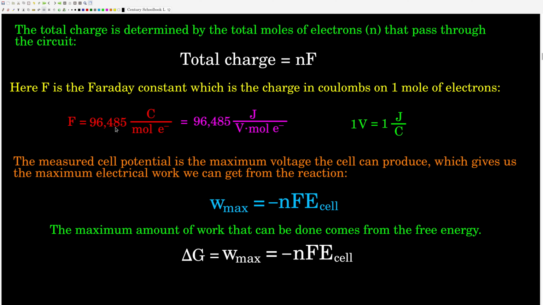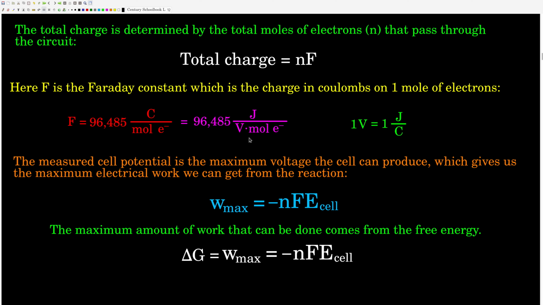This is not an exact number, by the way. It's 5 sig figs, which will be enough for us. Now, because we know that 1 volt is equal to 1 joule per coulomb, or a coulomb is equal to a joule per volt, we can also write the units for Faraday's constant as joules per volt mole of electrons. That's useful a lot of times.